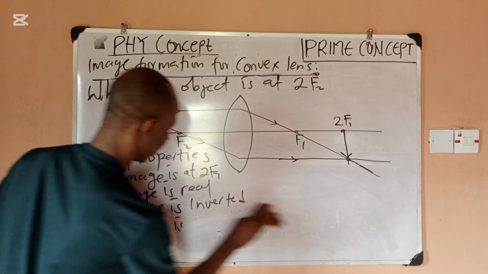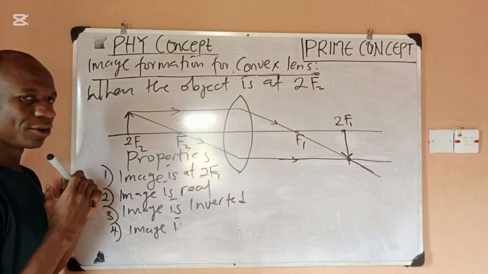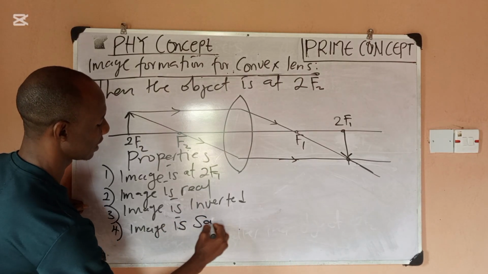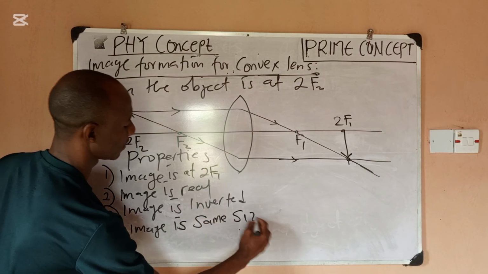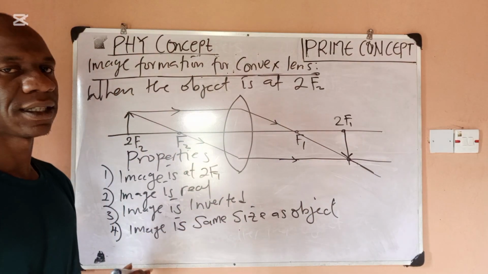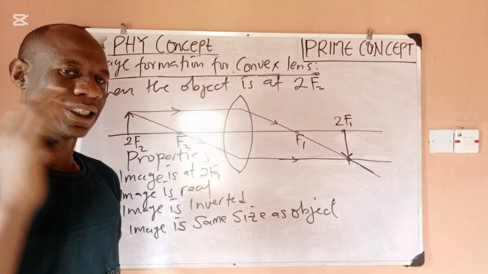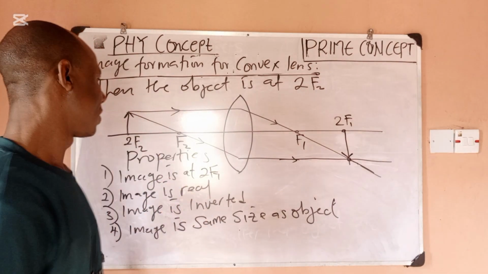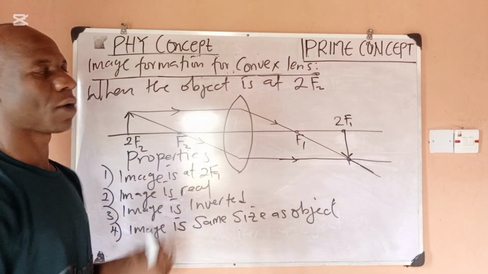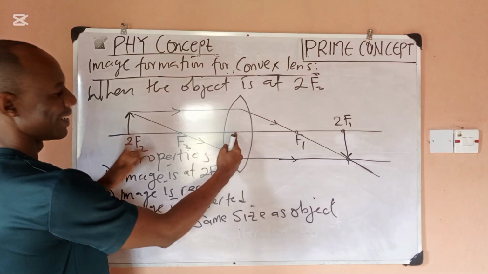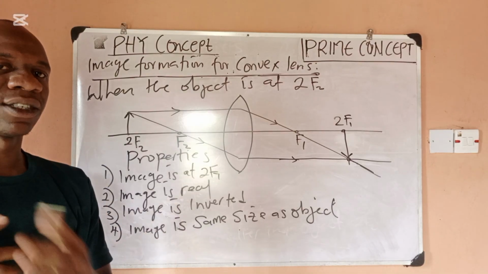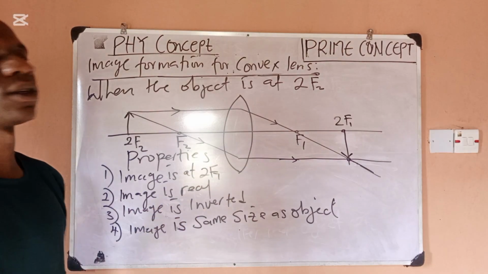Our image, even though I'm using freehand, if you try to use scale diagram, you will notice that our image is same size as the object. Please take note of that correction. Our image is same size as our object, right? And then, of course, you can see our image is same distance from the lens as our object. So the distance from here to here is same distance from here to here. So the image is same size as your object. The image is also same distance from your lens as your object.